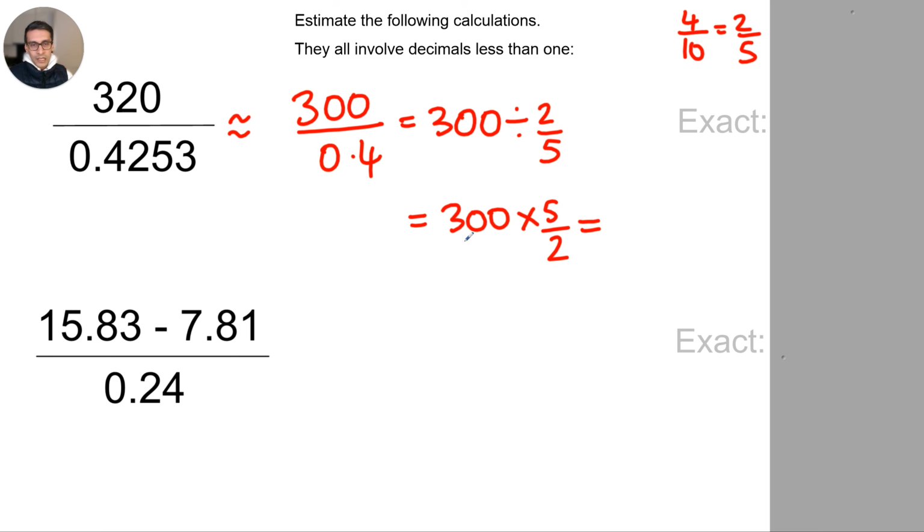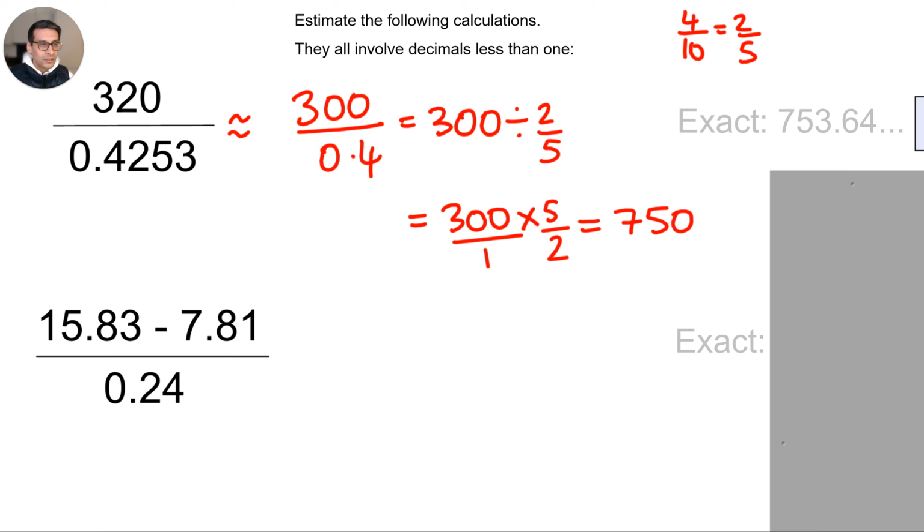Now, doing this calculation, we can cancel this down before we multiply. 300 divided by 2 is 150, and then we just do 150 times 5. So that's going to give you around 750. So this is our estimation, and I can say the exact answer is 753. So it's very close, very good estimation.